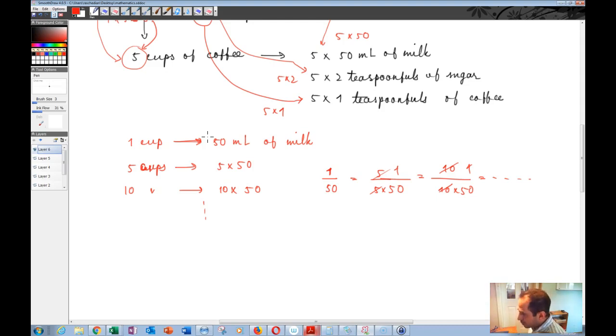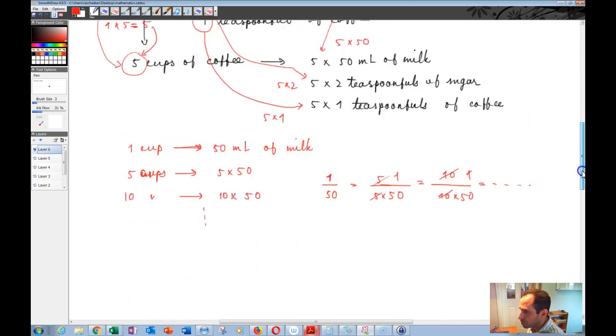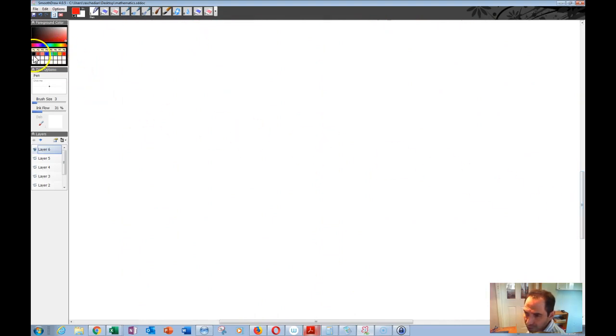Now, we talked about direct proportion, and there's of course something called inverse proportion. Inverse proportion is another kind of situation where you have a certain amount of work that has to be done, and it takes, for example, 5 people to finish the work.